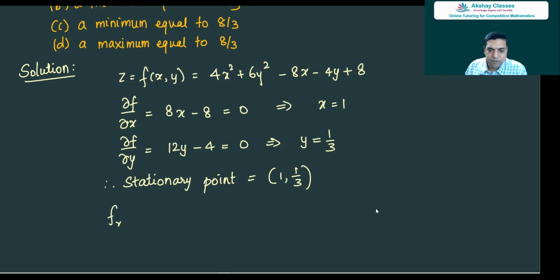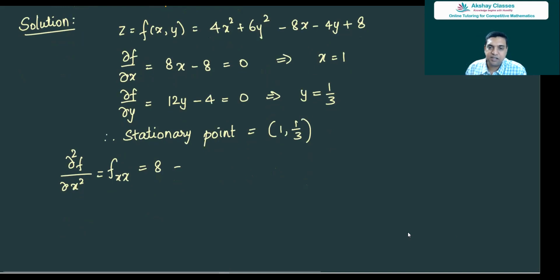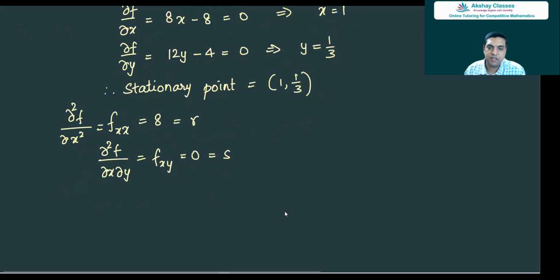Now, f_xx, the second derivative with respect to x, is 8. So it is constant. So this can be taken as r. Now, f_xy is 0. So s is 0. And f_yy is equal to 12.